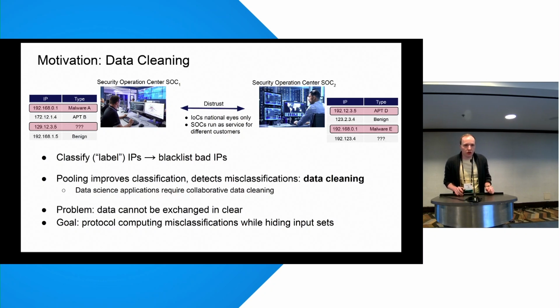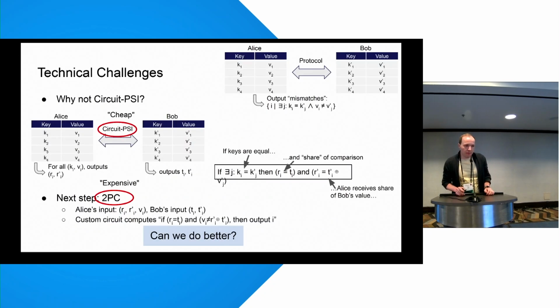The problem, of course, is that these SOCs don't trust each other, so they cannot compute this mismatch in the clear. So we already know, I think this is likely well known here, the problem of private set intersection, where we compute the intersection without revealing the inputs to each party. And this is a variation on that, only that we compute the mismatches. So that's going to be the goal of this paper.